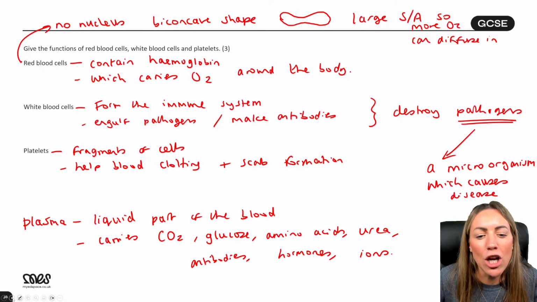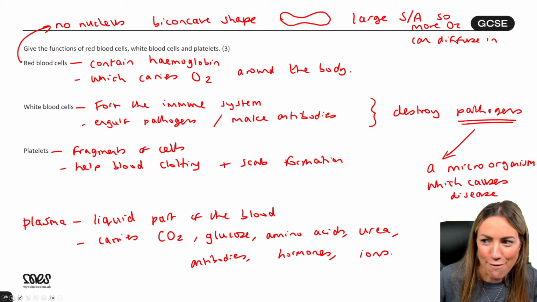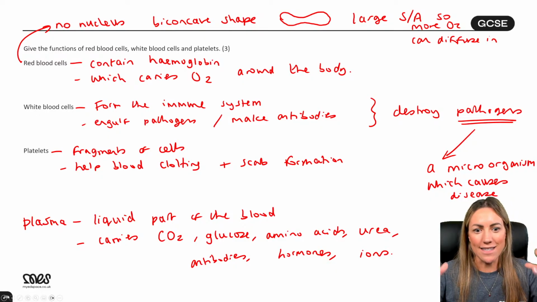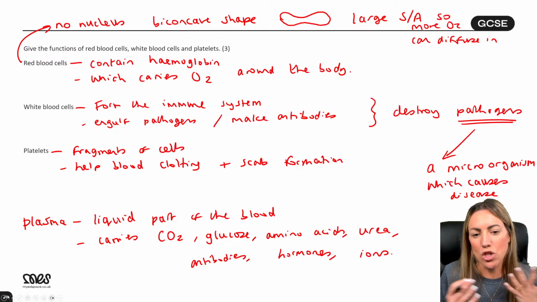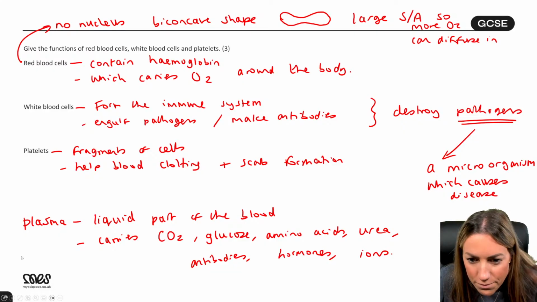Yeah, I mean, we've done a load of revision here. This was a 3-mark question, so you actually just needed a function, like carries oxygen, destroys pathogens, and helps blood to clot. But we've just used it to revise the components of the blood, because I was saying at the start of this question that blood has not been on the exam for a while. So I just thought it was worth going through a description and an explanation for each one.